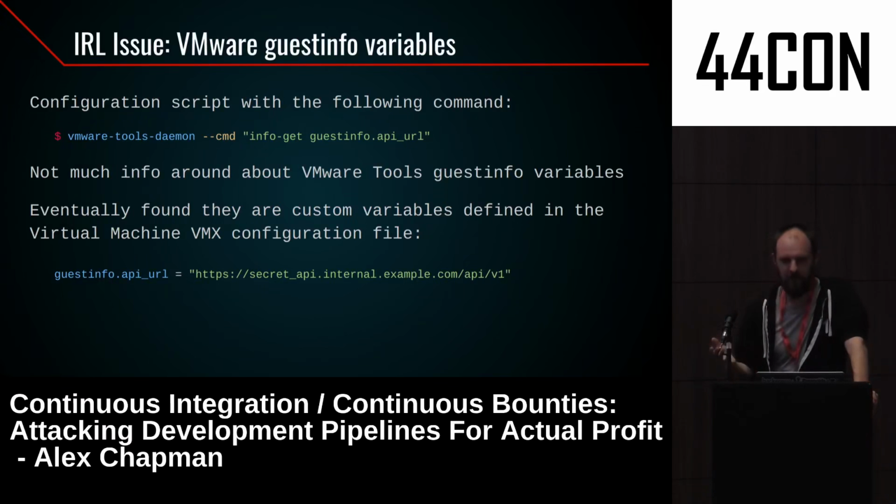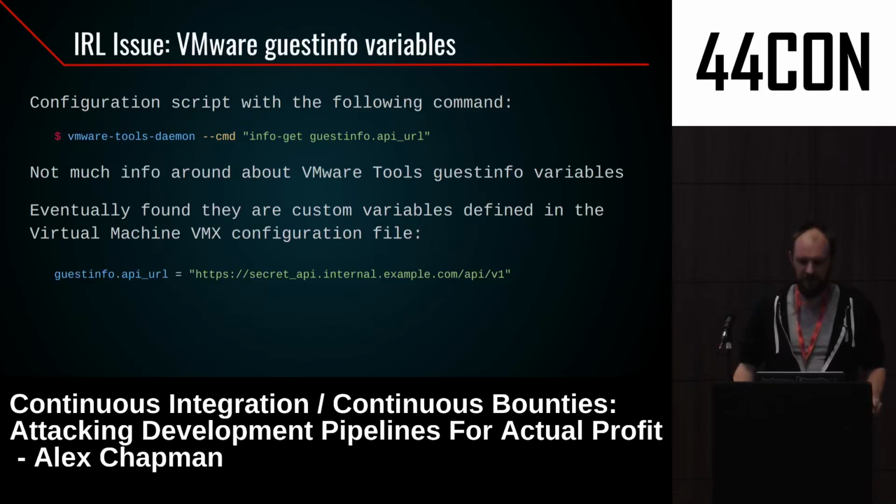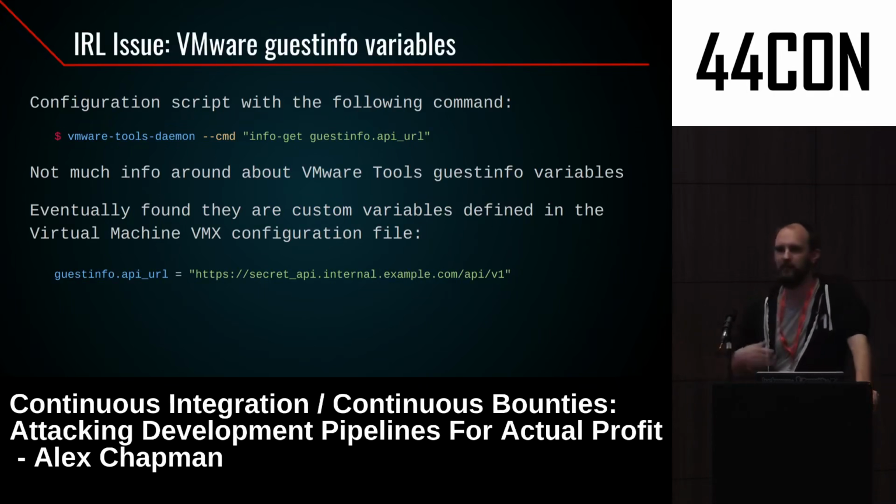So I saw a configuration script with the command saying vmware-tools daemon command info-get, and then a guestinfo variable name. And I eventually worked out that these guestinfo variables were just set in the VMX configuration files as guestinfo.whatever you want. And this would then be able to expose that value to the internal virtual machine via VMware Tools. I thought that's pretty good.